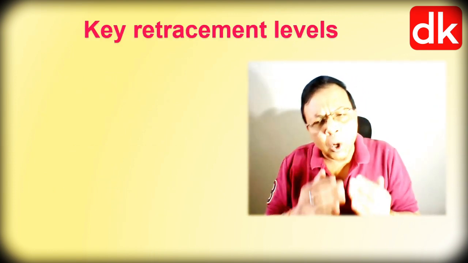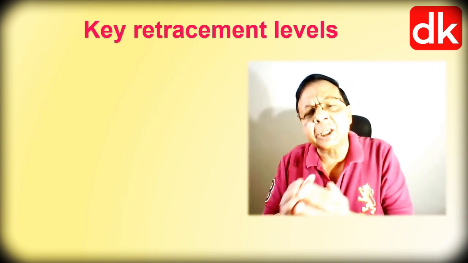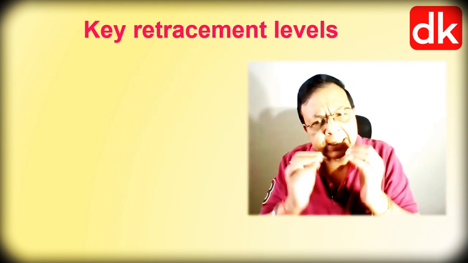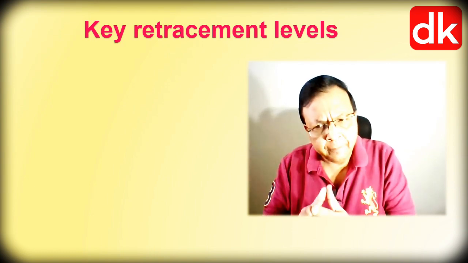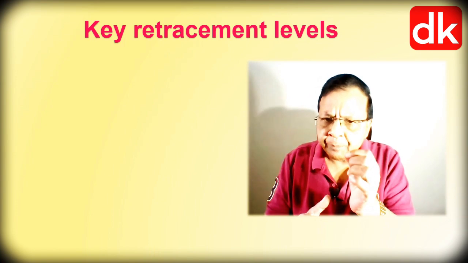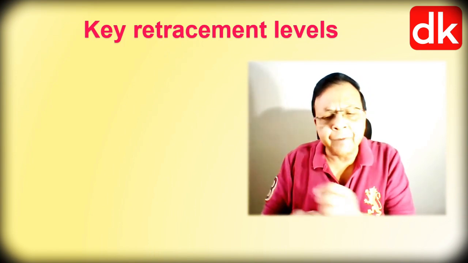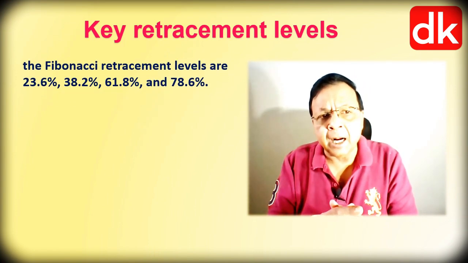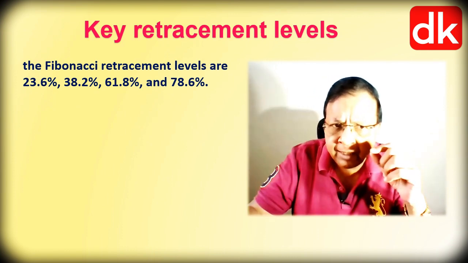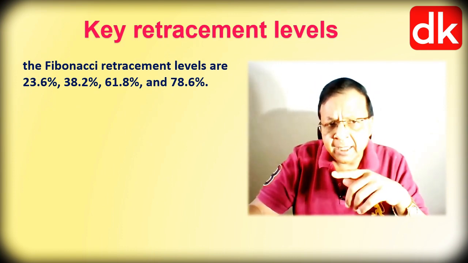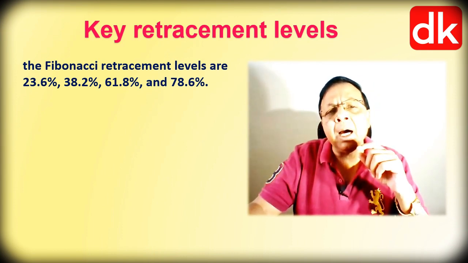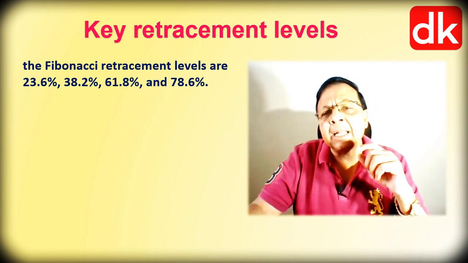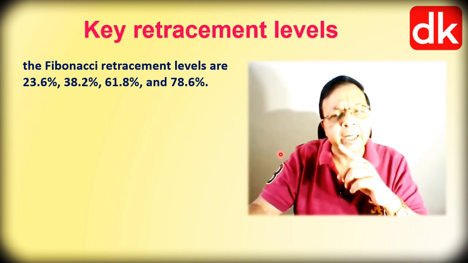So friends, now let us understand the key retracement levels which are available in the standard charting software when we use the Fibonacci retracement tool and draw it on the price chart. So friends, the key retracement levels are 23.6%, 38.2%, 61.8% and 78.6%. These are the key retracement levels that you will find in any standard charting tool.